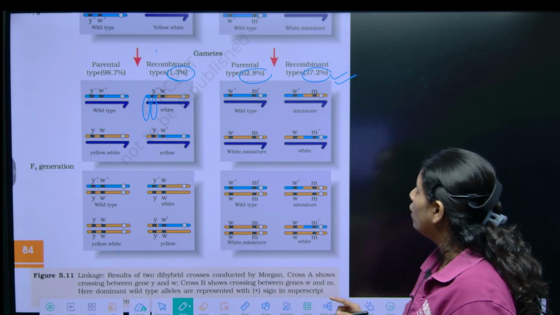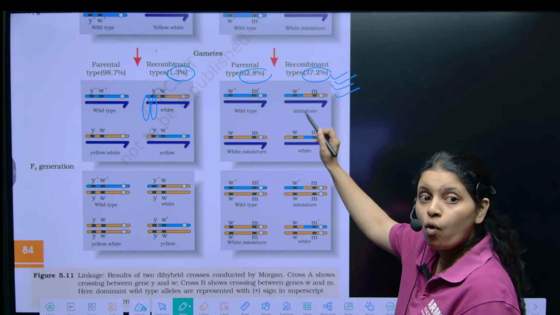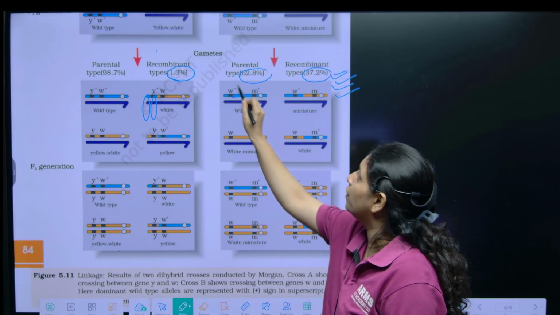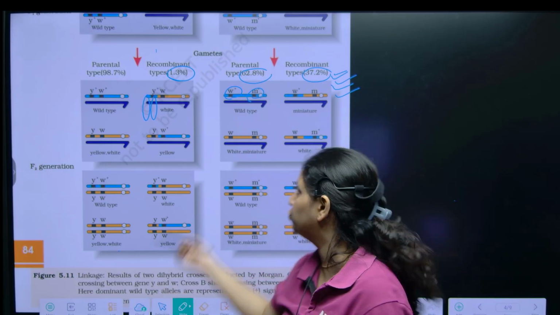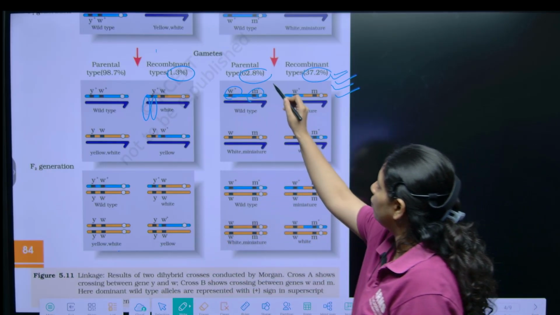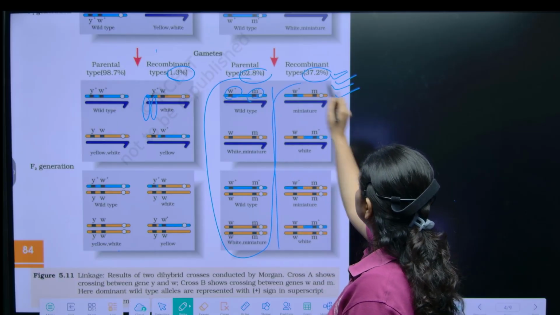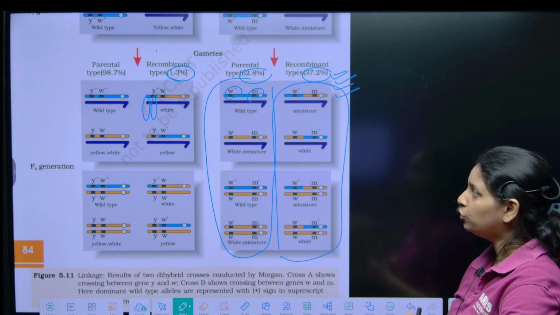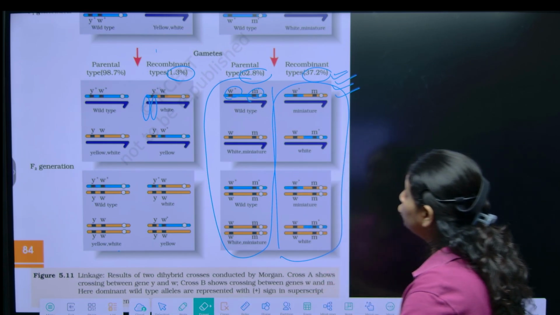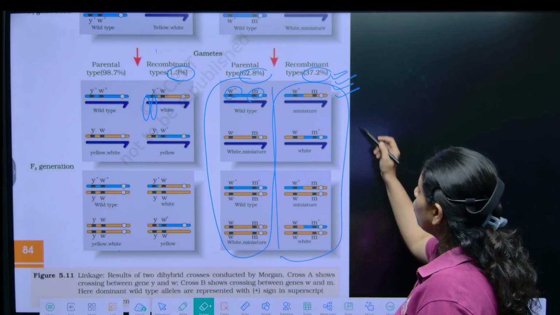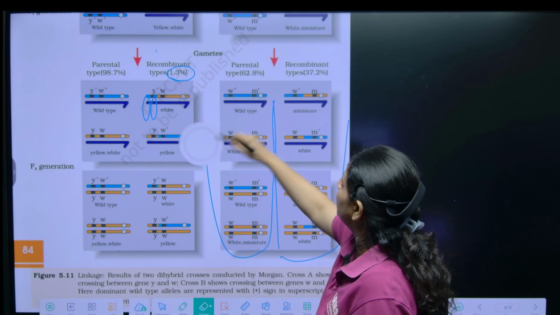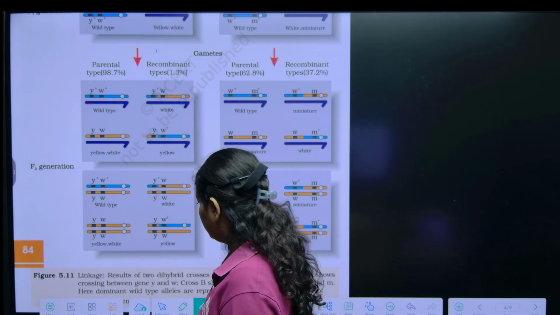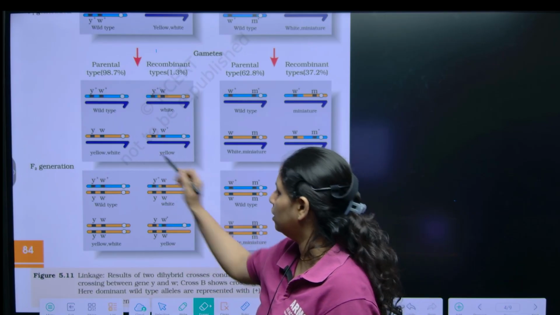So as recombinants are relatively more in the second cross, the distance between W and M will definitely be more, which you can see in the cross. Here also you have these parental and these recombinants: 62.8% parental and 37.2% recombinant. So based on these two crosses, what can you say? As you got more recombinants in cross B, the distance between these two genes, that is eye color and wing size, will be more as compared to the distance between body color and eye color.